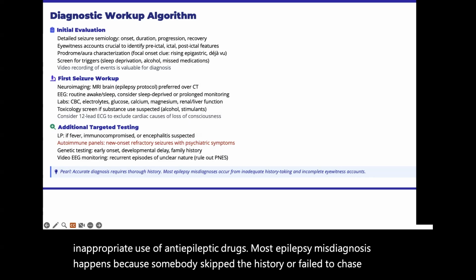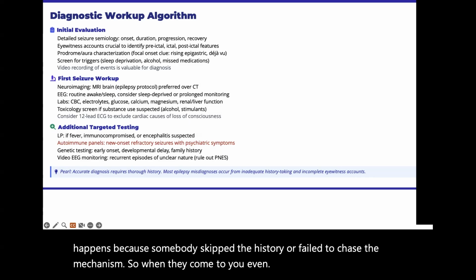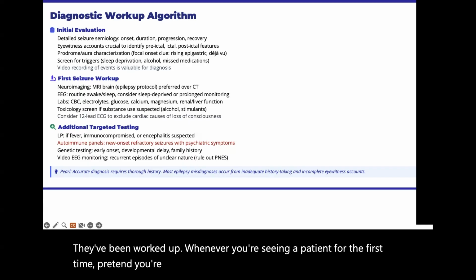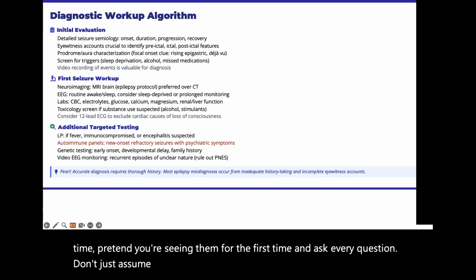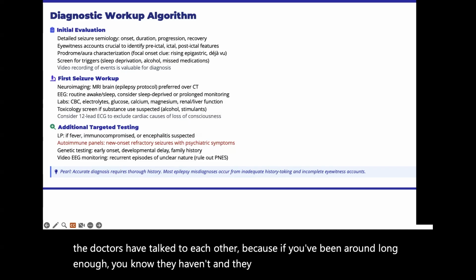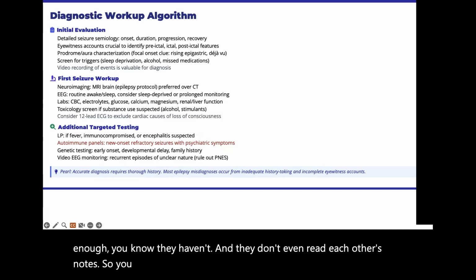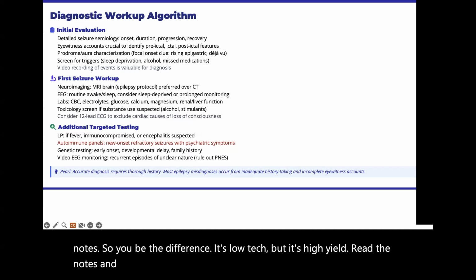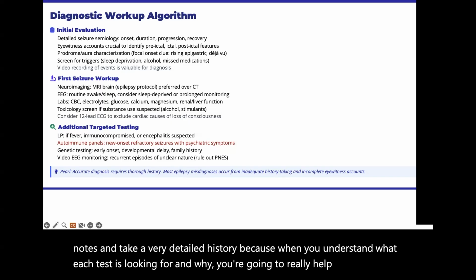So when they come to you, even though they've been worked up, whenever you're seeing a patient for the first time, pretend you're seeing them for the first time and ask every question. Don't just assume the medical record is accurate, and don't just assume all the doctors have talked to each other, because if you've been around long enough, you know they haven't, and they don't even read each other's notes. So you be the difference. It's low tech, but it's high yield. Read the notes and take a very detailed history, because when you understand what each test is looking for and why, you're going to really help the patient along.